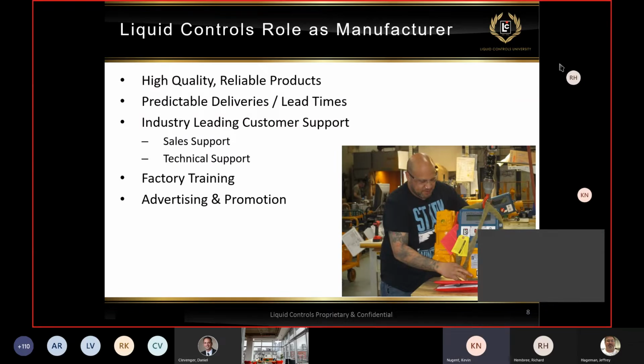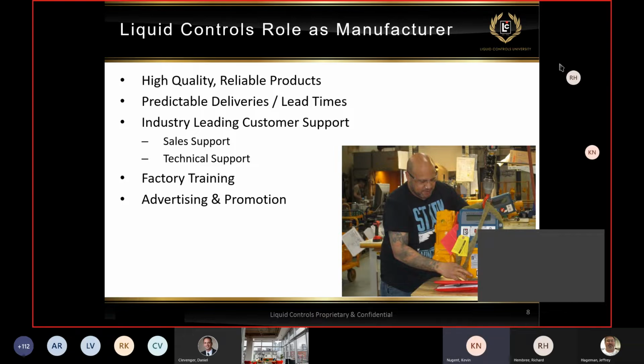We are a manufacturer, and we provide you with a unique role, as well as other manufacturers, but you expect from us high quality and reliable products. In many cases, we're going to provide you also a predictable delivery and lead time. We're going to provide you with leading customer support, whether it be sales and or technical support. A lot of that is accomplished with factory training.